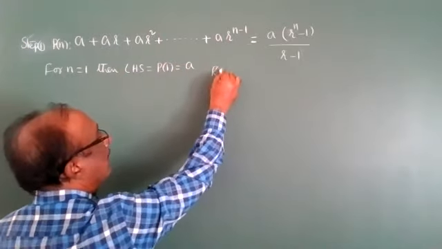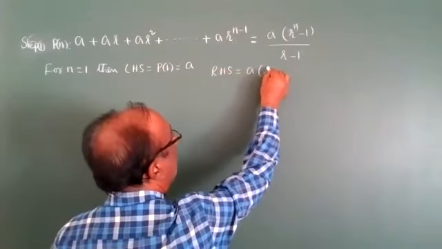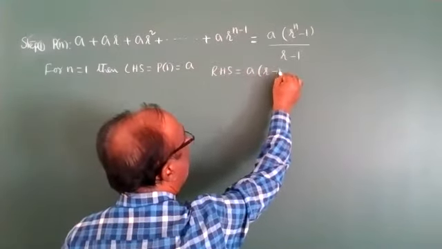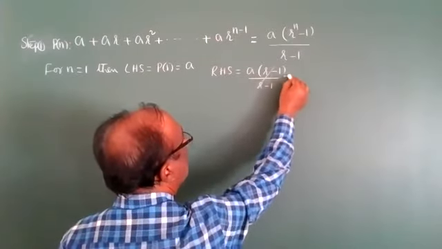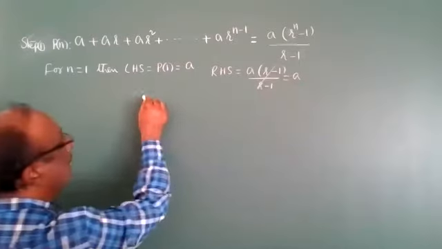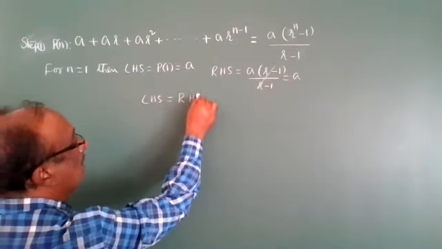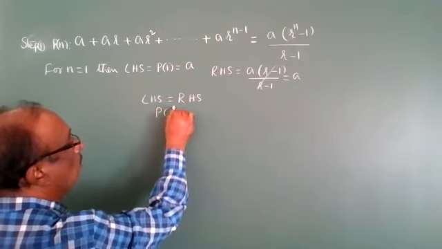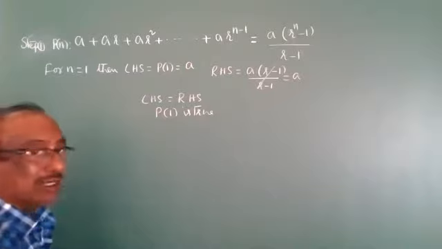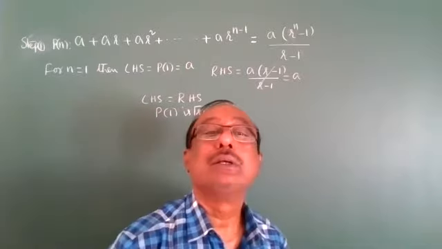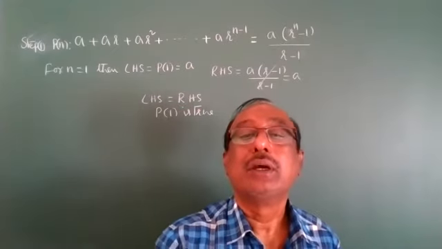Right hand side, substitute n is equal to 1. A, R power of 1 is R only, by R minus 1. Both are cancelled. Its value is A. LHS is equal to RHS. Principle of one number is true. Everyone, step one is completed.